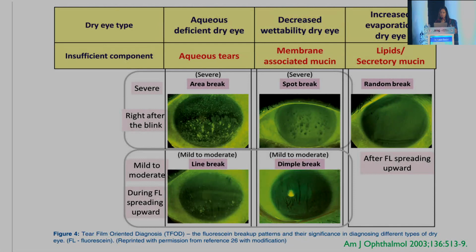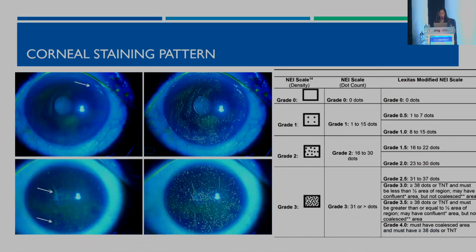The second column is the mucin deficient dry eye. Here you can see small spots visible in the area. These spot breaks are classic of poor wettability of the cornea, and in the inferior photograph you can see a dimple break. These vertical lines signify mild to moderate dry eye. Whenever there is a problem with the lipid layer, there is increased evaporation, and you can find random areas of break on the surface of the cornea, and therefore you can decide what type of dry eye your patient has.